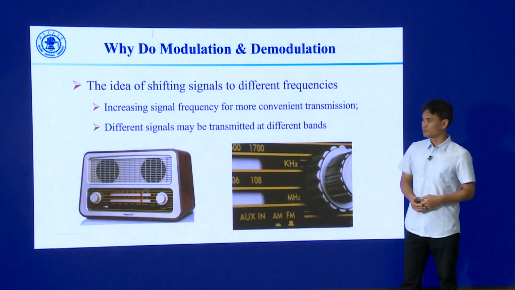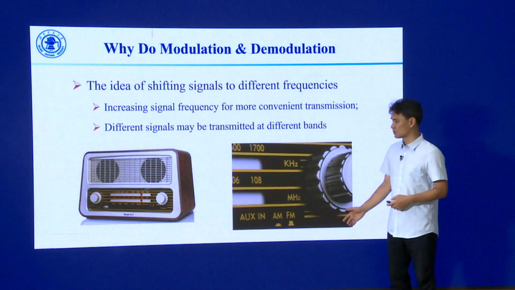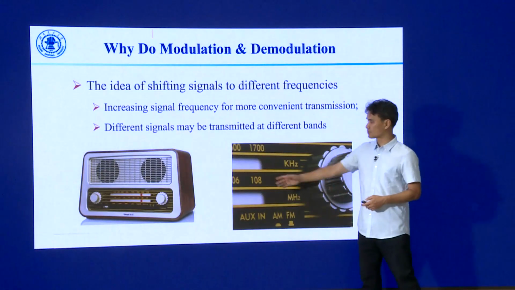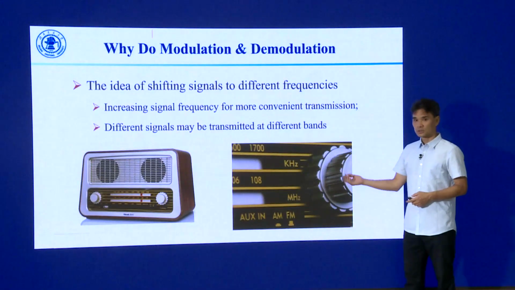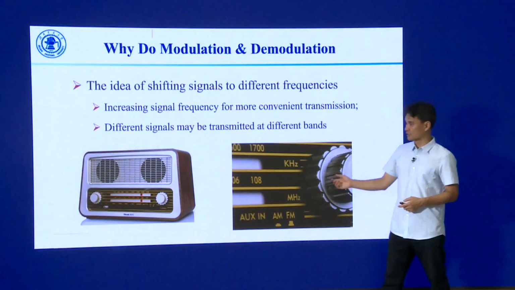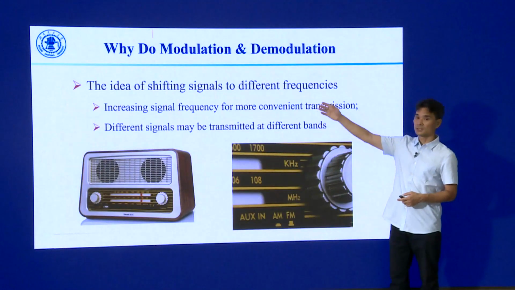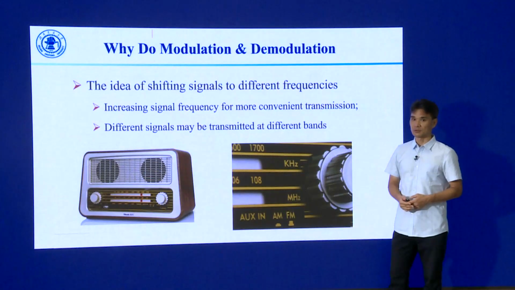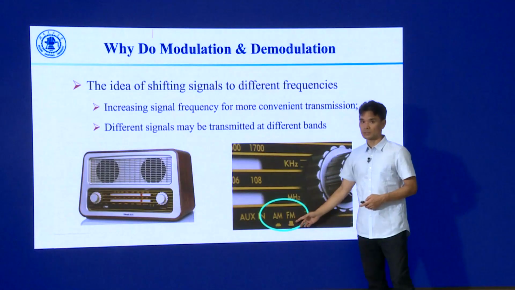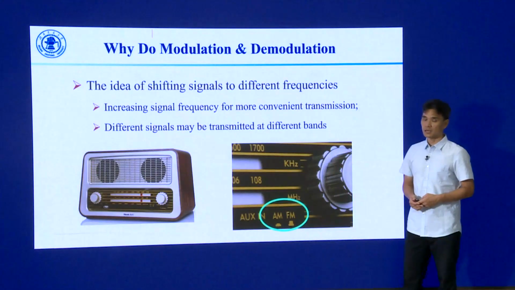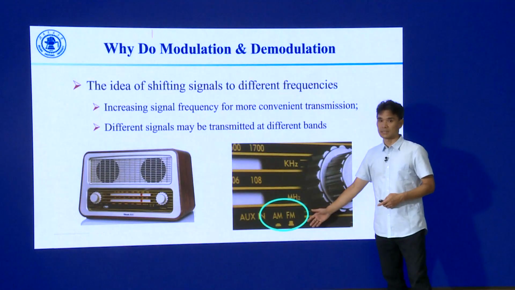So here is the image for radio. And we often see that there are two scales in the radio. We can change the setting of the frequency, and that frequency corresponds to the shifted signal's frequency. And we often see there are two symbols. One is AM, the other one is FM. So what do they represent?